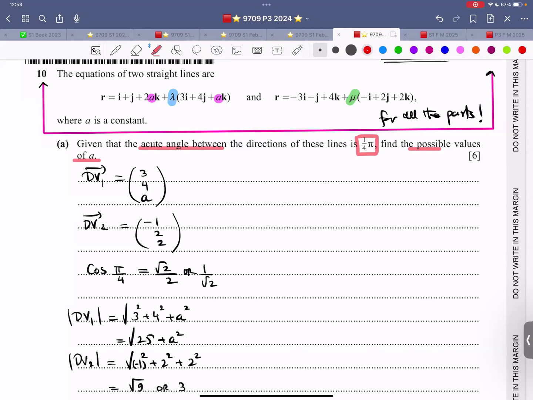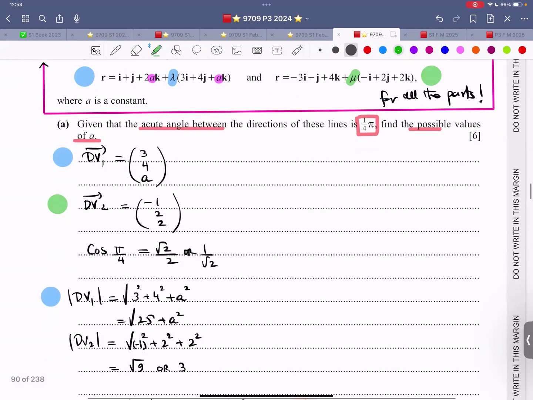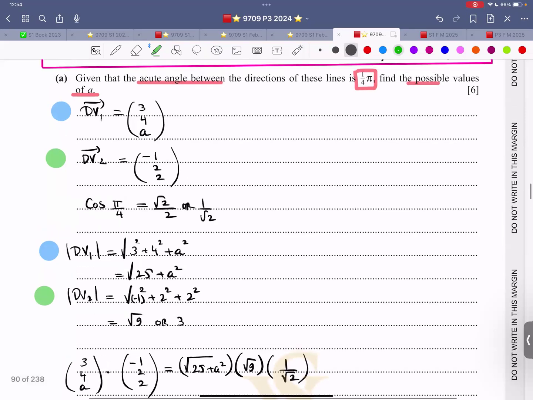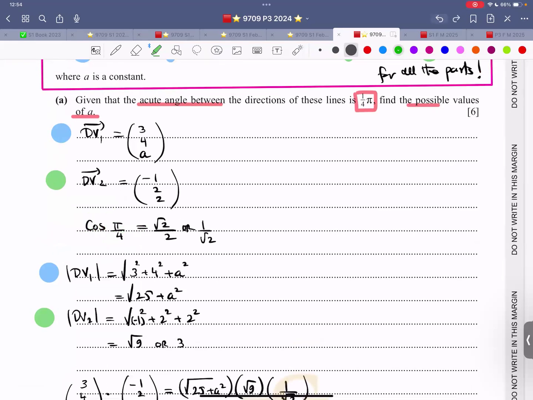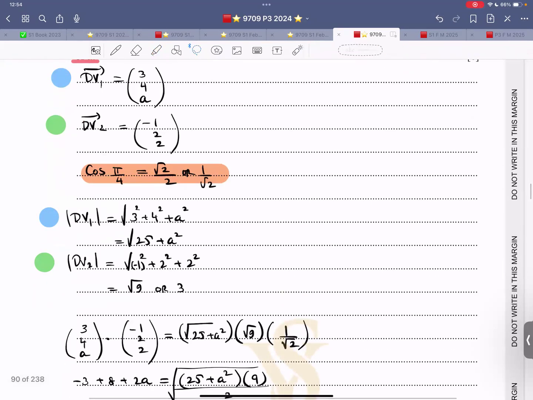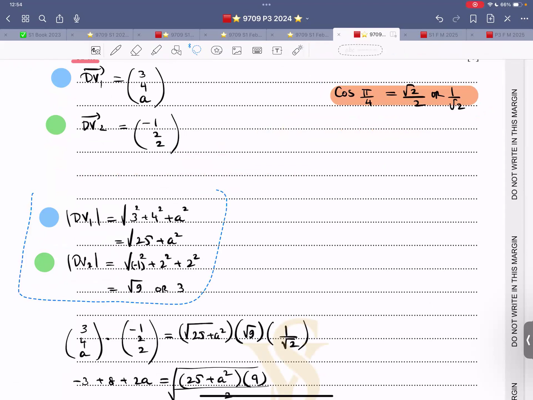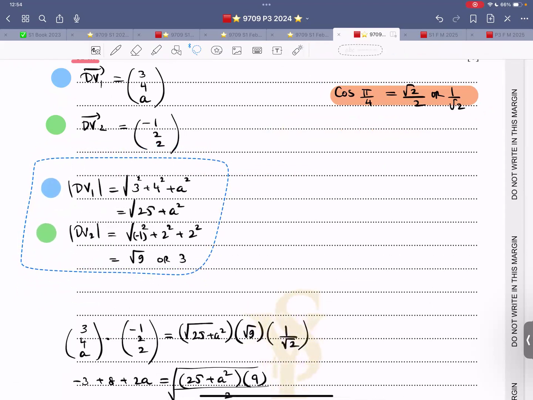Now, first thing, if I talk about the first line, let me call this the blue line. And this one, let me call it the green line. So for the blue line, this is direction vector 1. This is magnitude of direction vector 1. This is direction vector 2. This is magnitude of direction vector 2. And then we have this thing, the pi by 4. So cos of pi by 4. Cos of pi by 4, I can write in the rationalized form or the unrationalized form. So let me just put this thing on the side over here. Let me pull this thing up. And it goes like this.